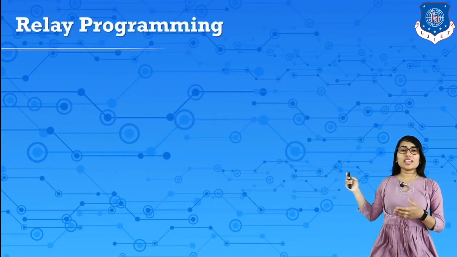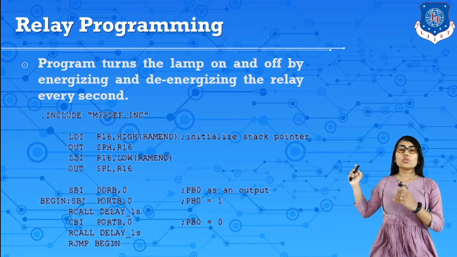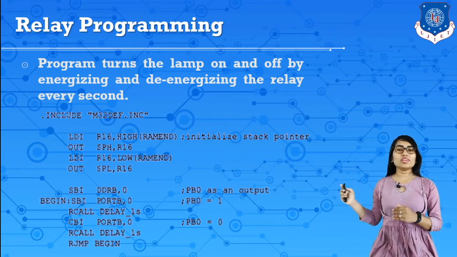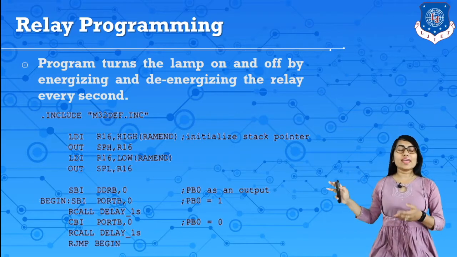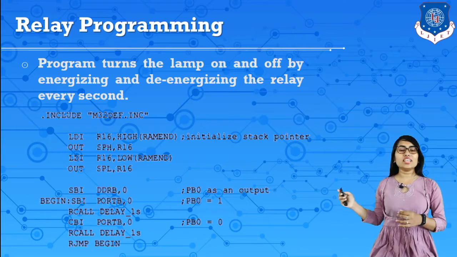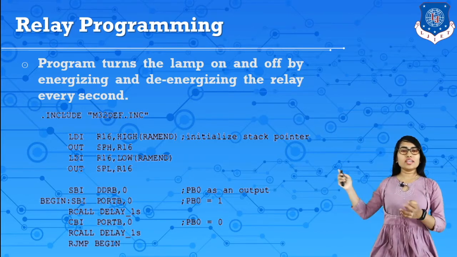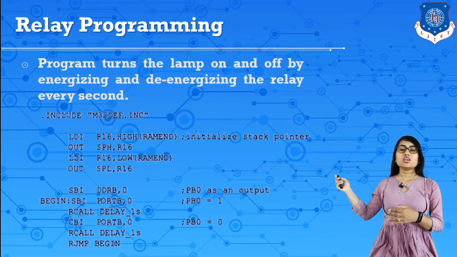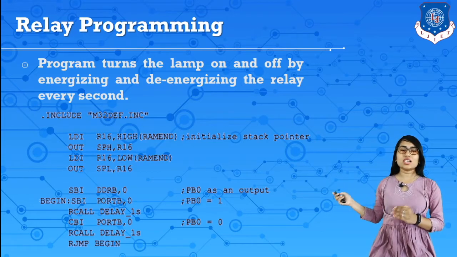Now this relay can be programmed like this. The program turns the lamp on and off by energizing and de-energizing the relay every second. For that, here we have this ATmega32 library. Then this is the stack pointer initialization. After initializing the stack, make port B an output. So only PB0 is used.